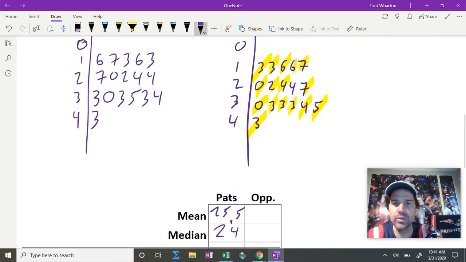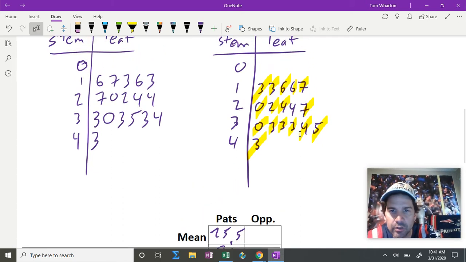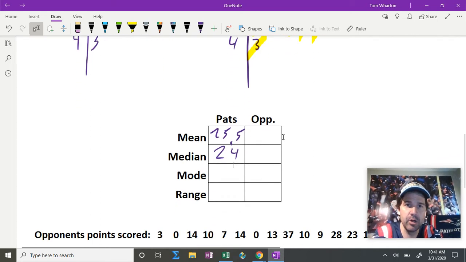My mode is just the one that comes up the most. So just looking really quickly at it, you can see that 33 comes up 3 times, right? So 33, Larry Bird.